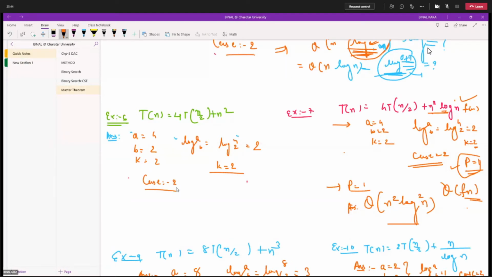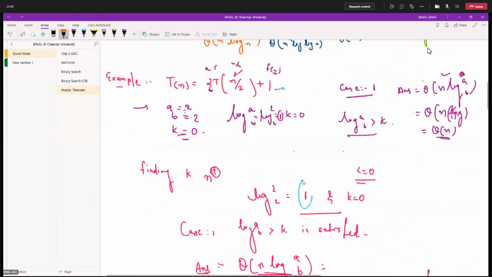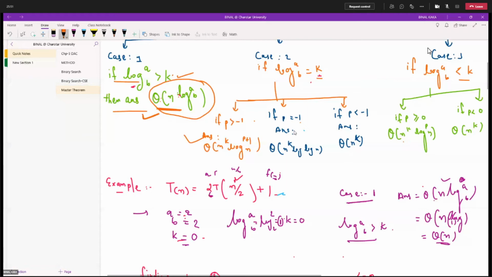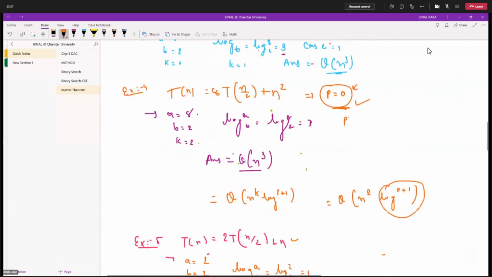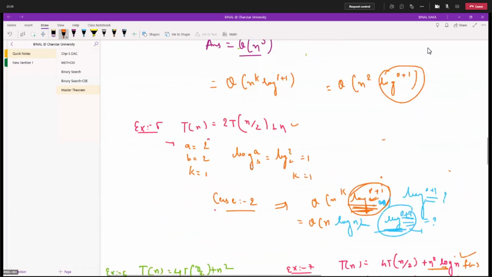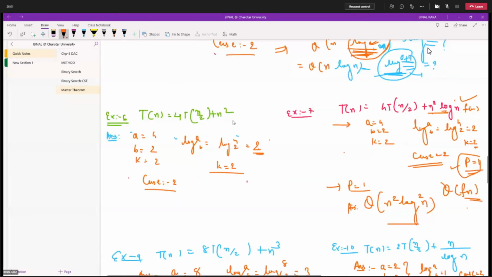K is 2, so it is case 2. 2 is equal to 2. We have K equal to log A base B, right? So this is the value over here. Now we have 3 cases. Now tell me, in this function, where is example 6? Yes, we are on here.